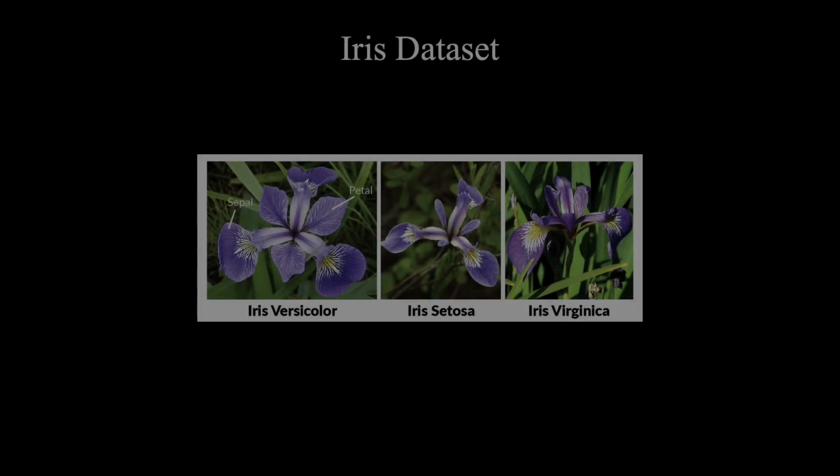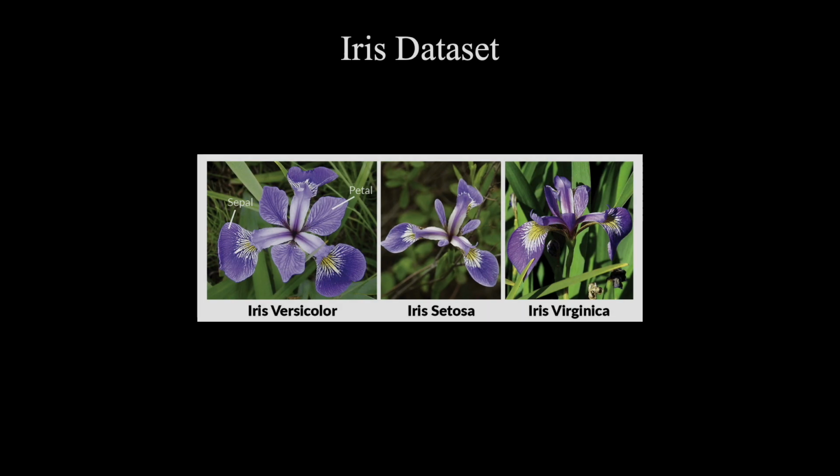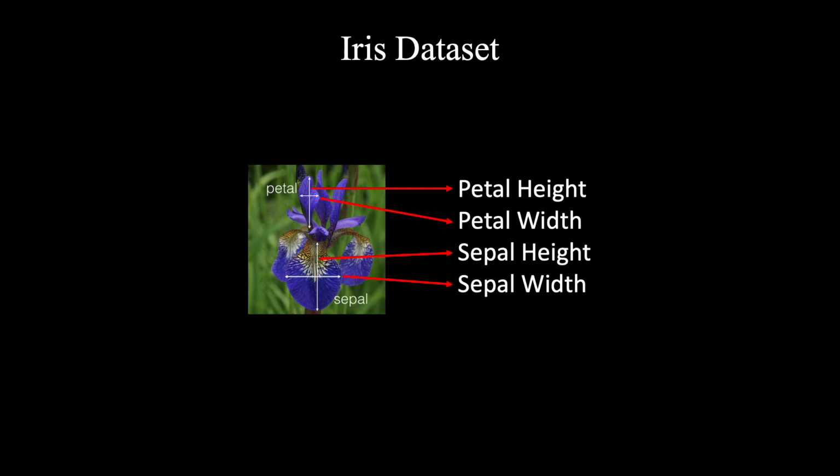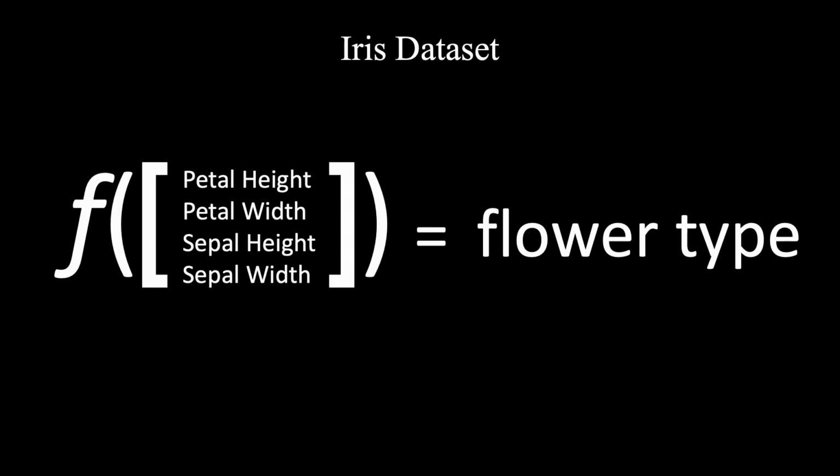Before I dive into the specifics of decision tree classifiers, I want to introduce a useful toy dataset that I'll be playing around with for the rest of the video. It's called the iris dataset, and it consists of 150 examples of iris flowers. These flowers have three different types or classes: iris versicolor, iris setosa, and iris virginica. For each flower, we have four measurements: the petal height, the petal width, the sepal height, and the sepal width. We want to classify or separate each flower example into its respective type by only using the information from these four features.